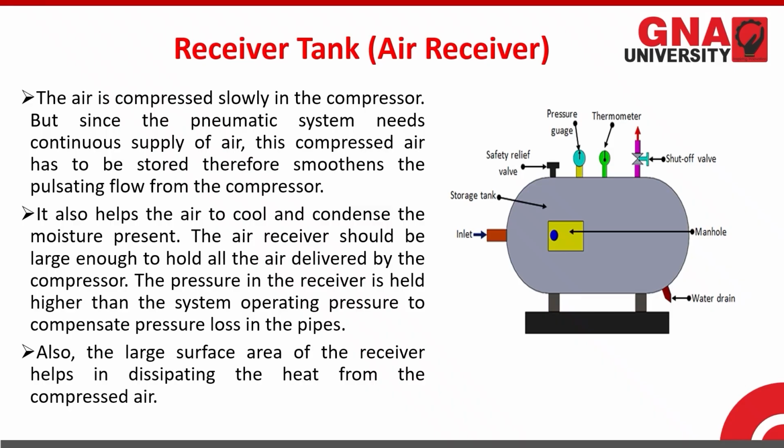If some of the moisture is getting collected beneath this air receiver tank, it can be drained out of the water drain. Then we have the thermometer to check the temperature of the air in the receiver tank, and then we have a shut-off valve. This valve is to control the supply of the air to the next fluid power system components. So this is all about the air receiver tank or the receiver tank.